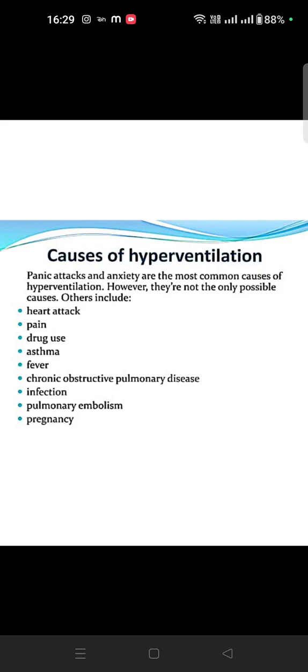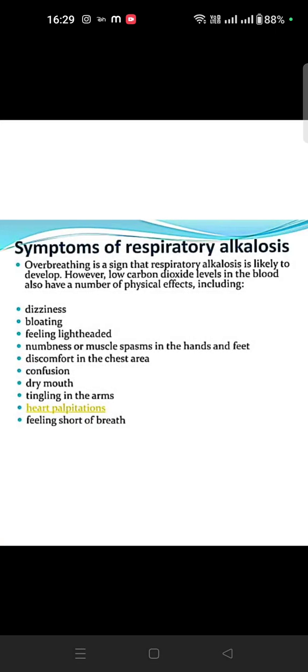So what are the causes of hyperventilation? Heart attack, pain, drug use, asthma, fever, COPD, infection, pulmonary embolism, and pregnancy. So what are the symptoms of alkalosis? Dizziness, floating feeling, feeling lightheaded, numbness, muscle spasm, discomfort in the chest area, confusion, dry mouth, tingling of the arms, heart palpitation, and feeling short of breath.